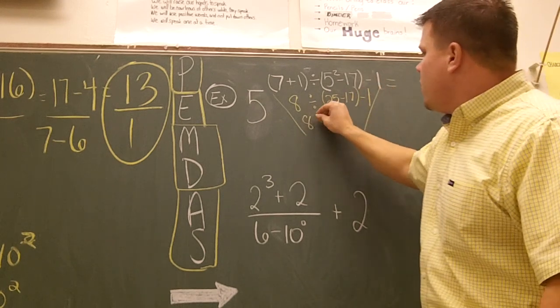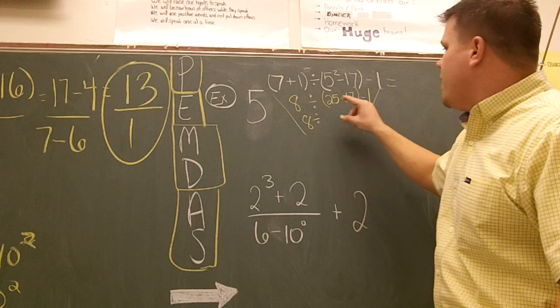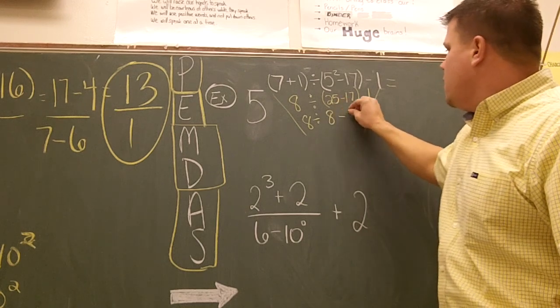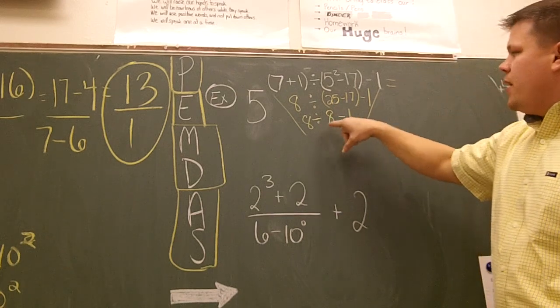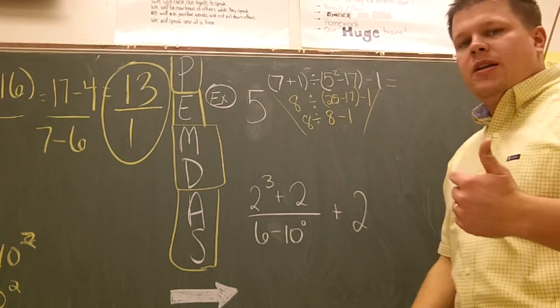I'm going to rewrite this again. 25 minus 17 is going to be 8. And I'm bringing down the rest of the question. 8 divided by 8 minus 1. Which step needs to be done first?